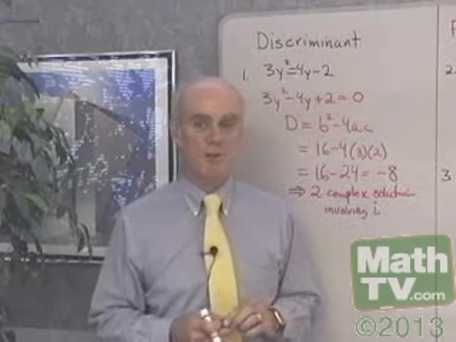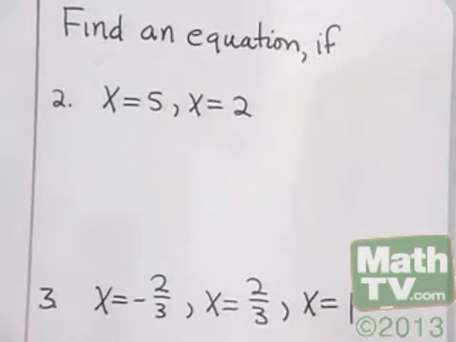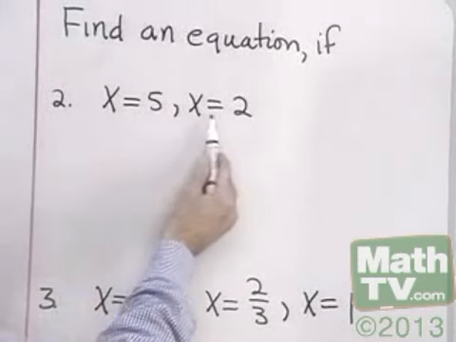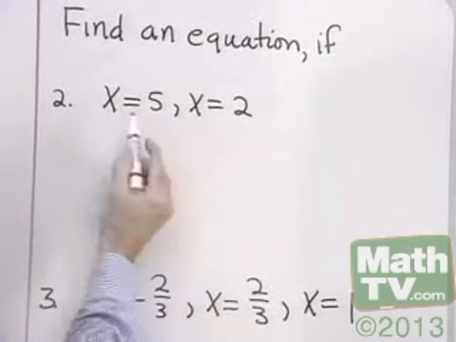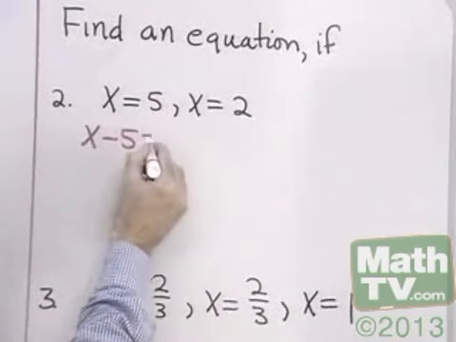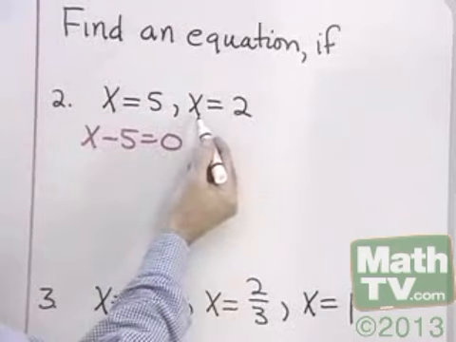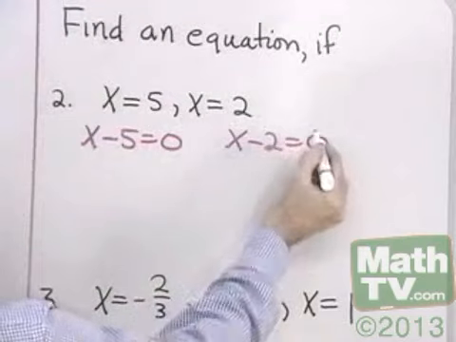The next thing we want to do is go build some equations from their solutions. So the instructions say find an equation if the solutions are x equals 5 and x equals 2. Well, let's just work backwards in our solution process. If x is equal to 5, that means that x minus 5 is equal to 0. And if x is equal to 2, that means that x minus 2 is equal to 0.